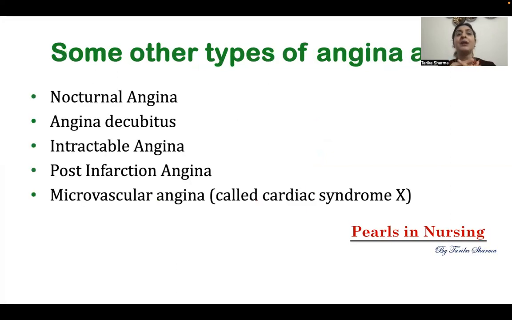Apart from them, there can be other types of angina also. Like we can have nocturnal angina. If a person has chest pain while sleeping, it is known as nocturnal angina. Then we have another one, which is angina decubitus. Angina decubitus means if a person is lying down, he has chest pain. Irrespective of whether it is daytime or nighttime, when a person is lying down, because of the change in gravity, which leads to redistribution of the fluids inside the body, the person might have angina decubitus.